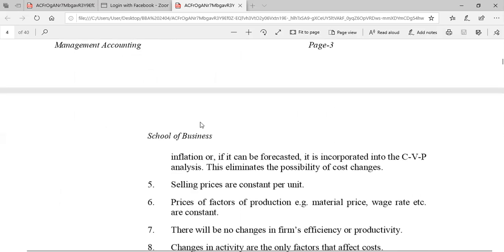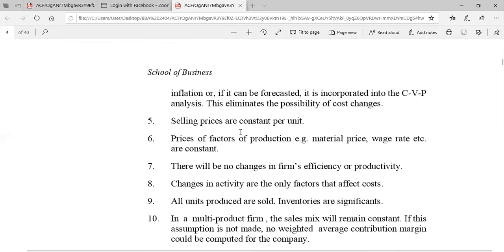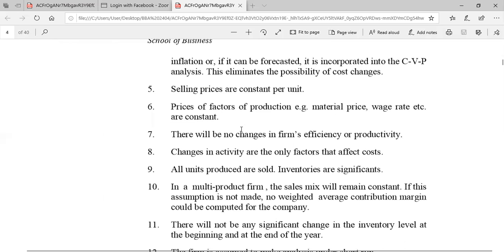Here are also some other assumptions: the selling price must be constant, the prices of the factors of production such as material prices and wage rates are also constant, and there will be no changes in the firm's efficiency or productivity. So from the assumptions we are very clear that if we analyze the CVP, then some assumptions are strictly followed over the range of the period.